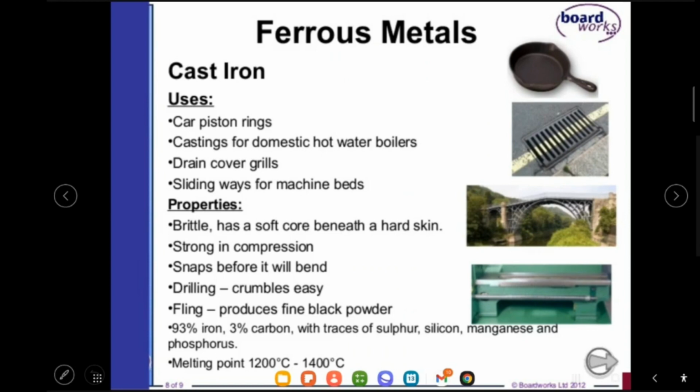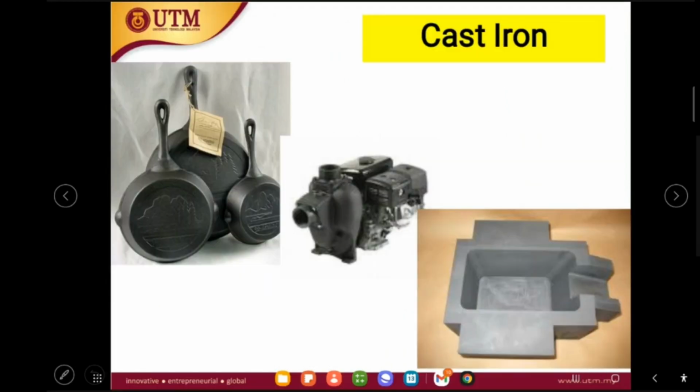During the drilling, it will crumble easily. Filings will also produce fine black powder. The composition of cast iron is about 93% iron, and it has a very high carbon content, about 3%, with additions of sulfur, silicon, manganese, and phosphorus. The melting point is a bit lower, 1,200 to 1,400 degrees Celsius. So this is another example of an application of cast iron in the industry.